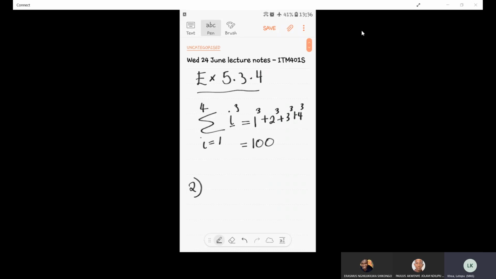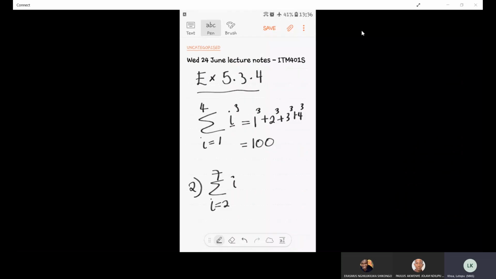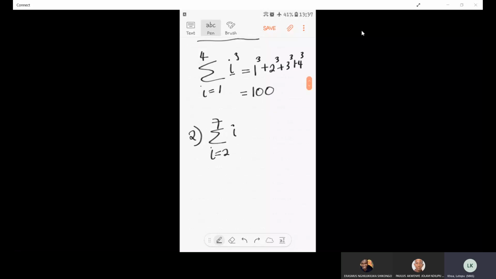Then number 2, this is the sum i equals 2 to 7 of i. Now this one here is an arithmetic progression. You'll be able to tell whether it's arithmetic or geometric: in arithmetic, the formula you have here is the formula of a straight line. It's linear. And in geometric, you will have a number to the power of n minus 1, for example, or i minus 1, i plus something. So that's how you tell whether it's geometric or arithmetic.